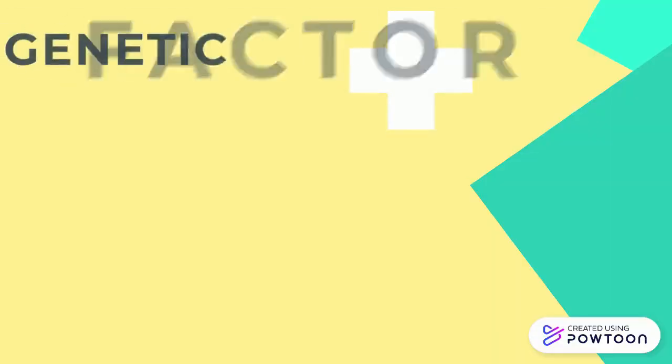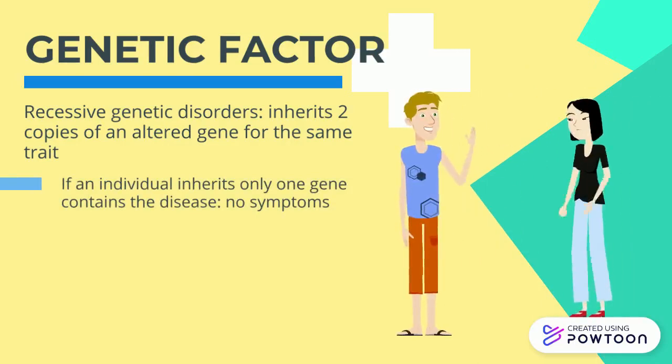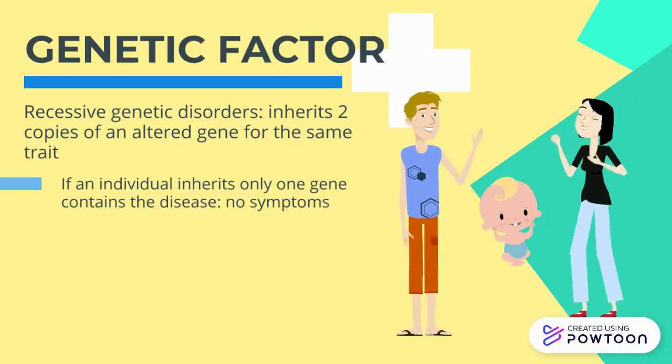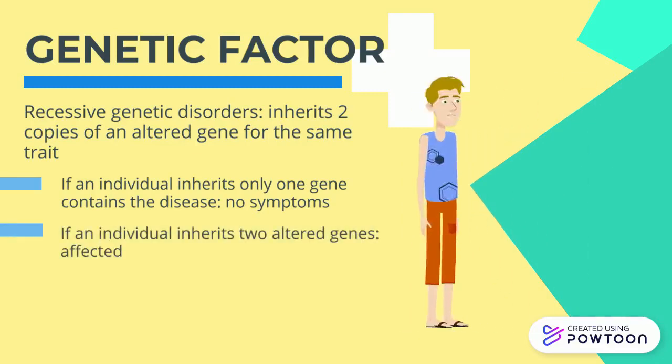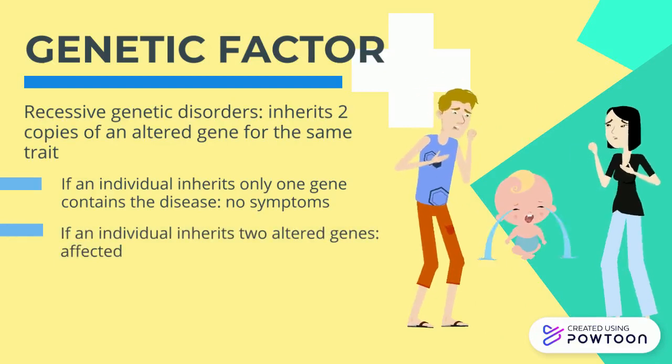Recessive genetic disorders happen when a person inherits two copies of an altered gene for the same trait, one from each parent. If an individual inherits one normal gene and one gene containing the disease, the person will be a carrier for the disease but usually shows no symptoms. The risk for two carrier parents to both pass the altered gene leads to an affected child.